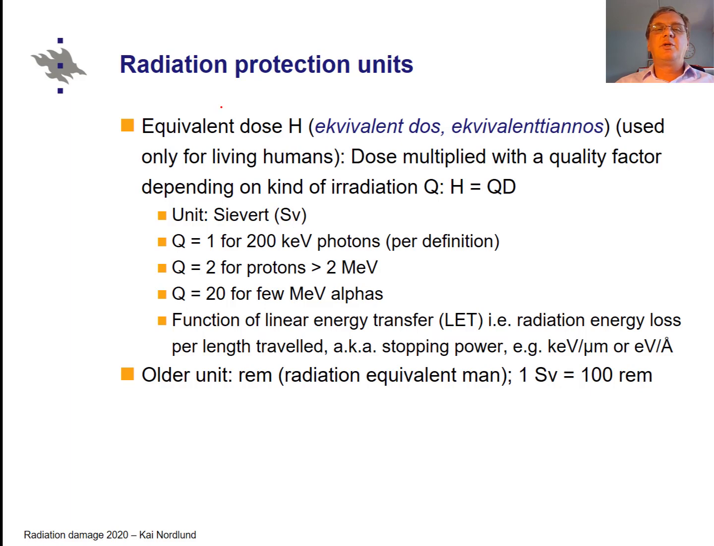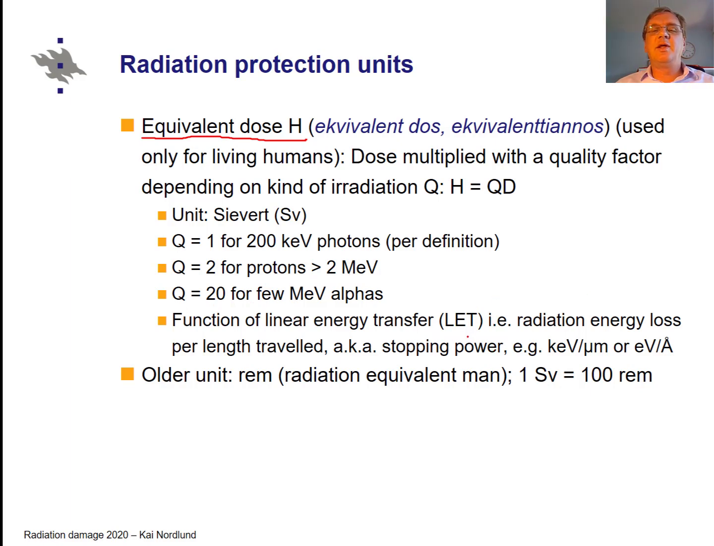Well, then the radiation protection units, which are only used in radiation protection. Radiation protection uses a lot the units of equivalent dose, and this is a dose which is used only for living humans, which is the real or SI dose multiplied by a quality factor, which vaguely tells how dangerous different kinds of irradiation are. So this quality factor is 1 for 200 keV photons, 2 for protons higher than 2 MeV, 20 for MeV alphas. Neutrons have a more complex definition.